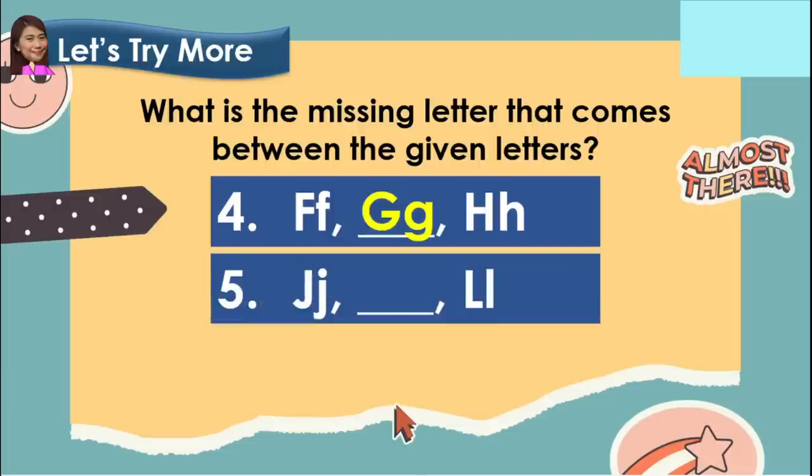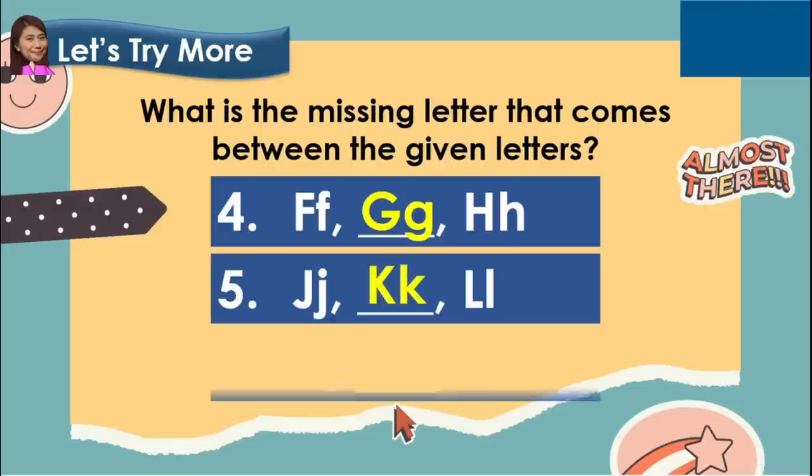Number 5, J blank L. What is the missing letter that comes between J and L? Type now your answer. And the correct letter is K.